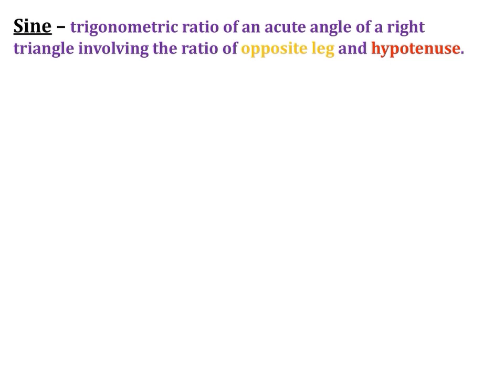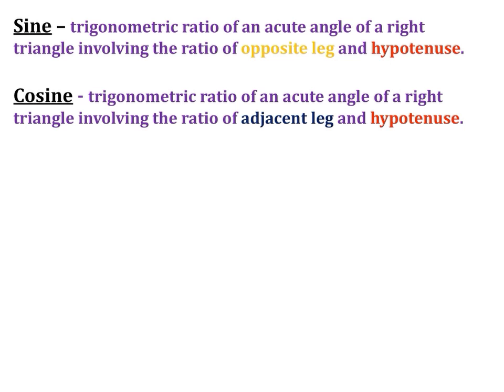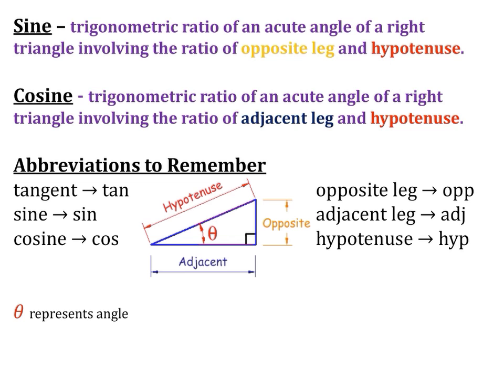Some important terms to know is sine. It's a trig ratio of an acute angle of a right triangle involving the ratio of opposite leg and hypotenuse. The cosine is a trig ratio of an acute angle of a right triangle involving the ratio of an adjacent leg and hypotenuse. So that's the main difference: sine uses opposite leg and hypotenuse. Cosine uses adjacent leg and hypotenuse.